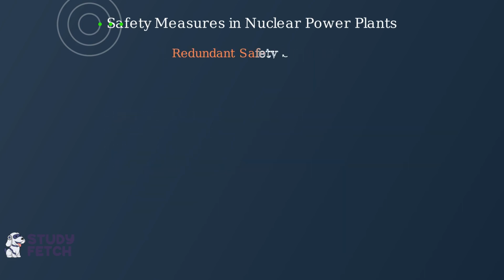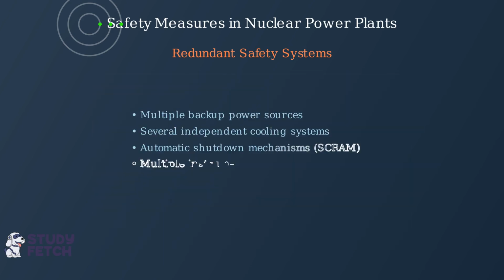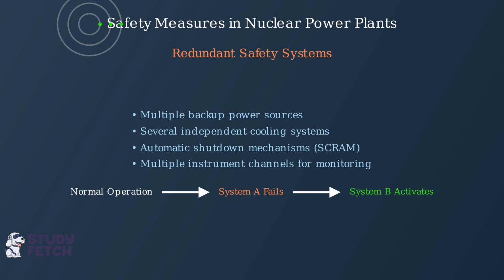Nuclear power plants incorporate redundant safety systems, meaning multiple backups for every critical function. These redundancies include multiple backup power sources, several independent cooling systems, automatic emergency shutdown mechanisms called SCRAM systems, and duplicated monitoring instruments. If one system fails, backup systems automatically take over, ensuring continuous safety functions.